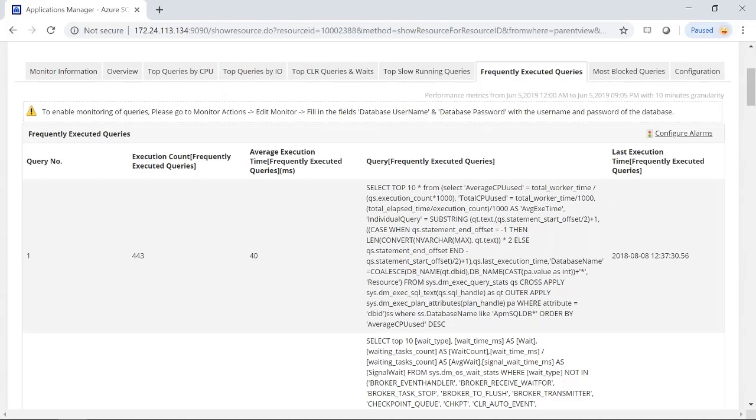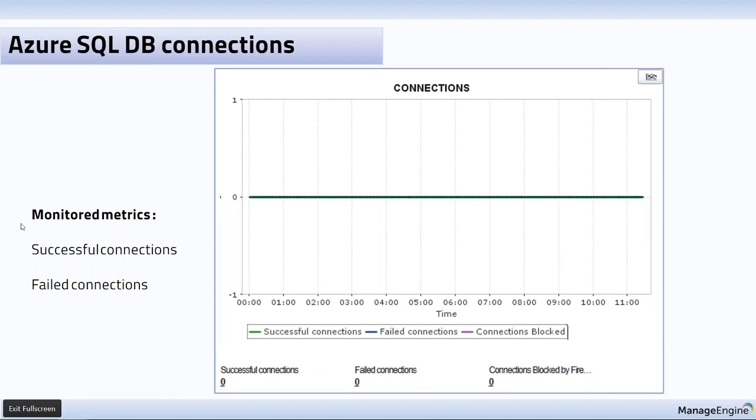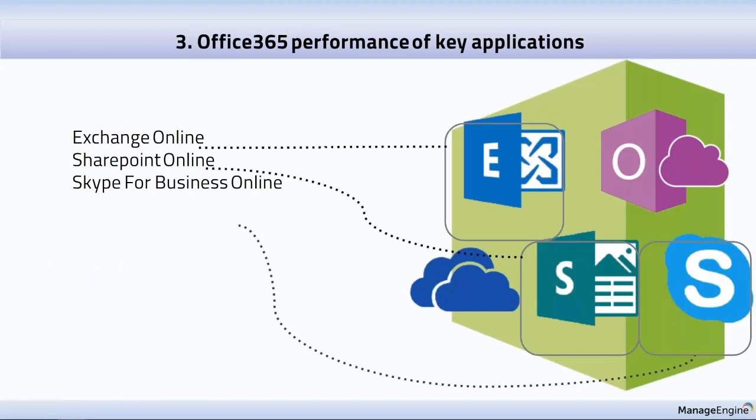Now, across all these options, a user can set a unique threshold to identify if there is any change seen across the databases. Now, let us move to the last cloud monitor for today's webinar, which is Office 365. So Office 365 has 3 different services available for monitoring, and these being Exchange Online, SharePoint Online, and Skype for Business, which is Microsoft Lync.